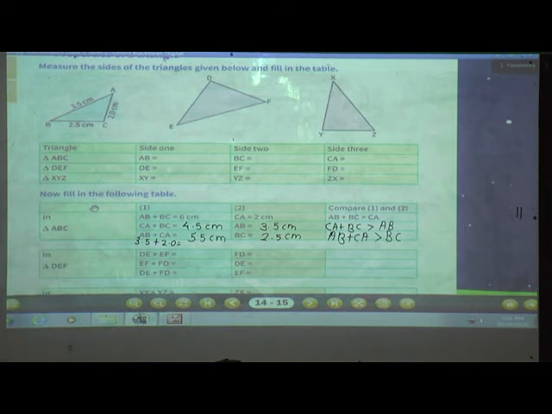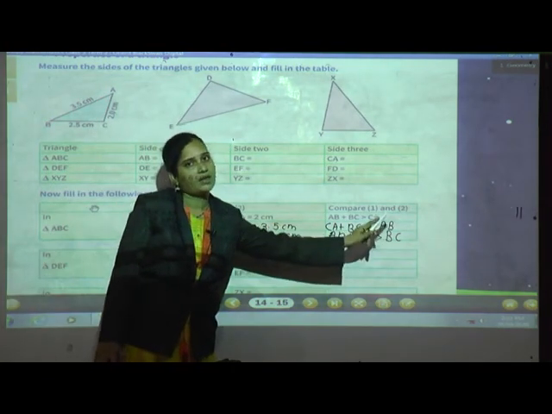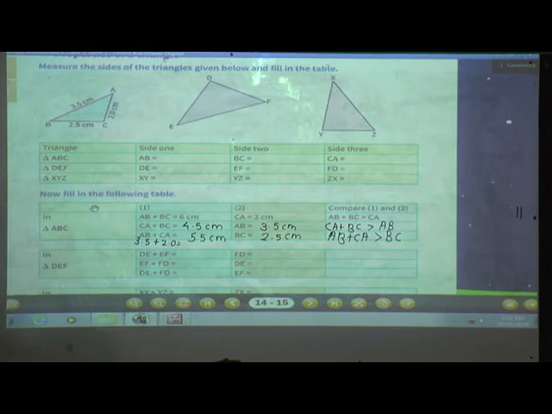We'll see next one. What do you observe here, students? Yes, the sum of the lengths of any two sides of a triangle is greater than the third side. We'll get that the sum of two sides of a triangle is always greater than the third side. Now we'll see the next point, page number 16.